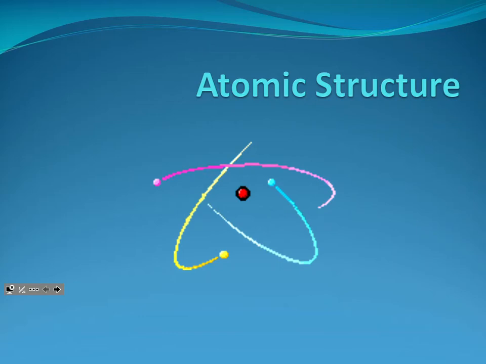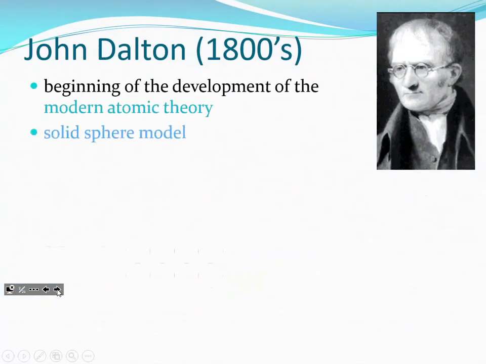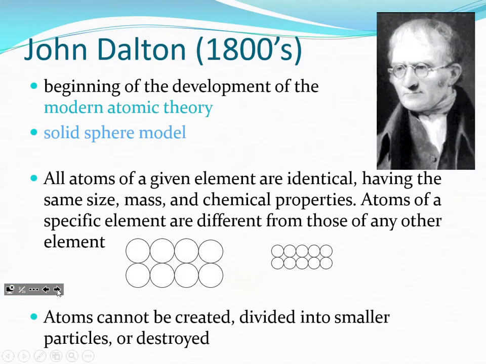Just a quick review of some atomic structure as the build up to the quantum mechanical model. Back in the beginning, Dalton, of course, had the solid sphere model with his points of his atomic theory: identical, indestructible, can't be broken down, law of conservation of mass, that the atoms of different elements would combine in whole number ratios, that law of multiple proportions, all that good stuff, okay?